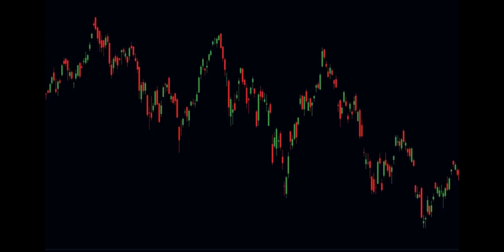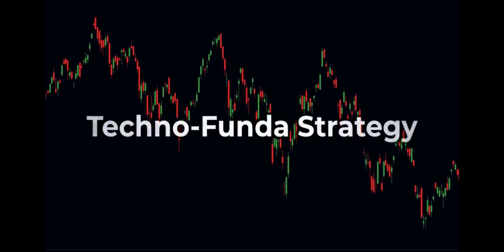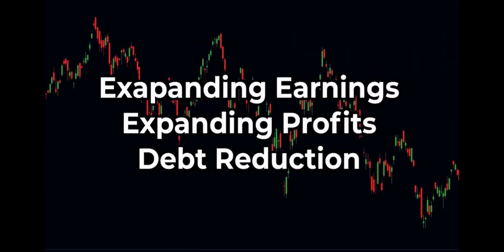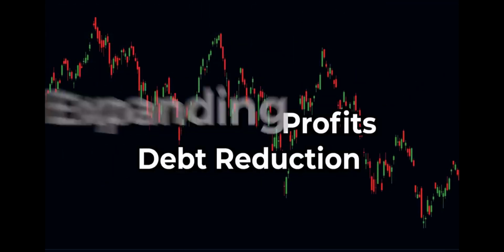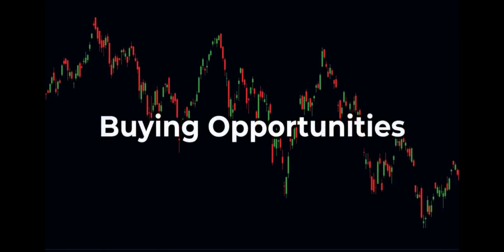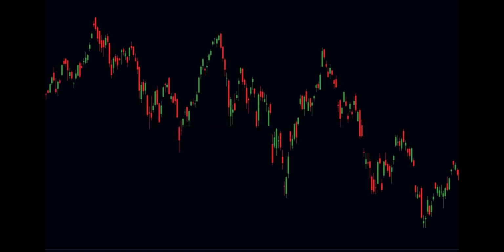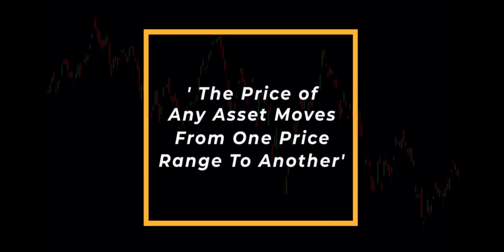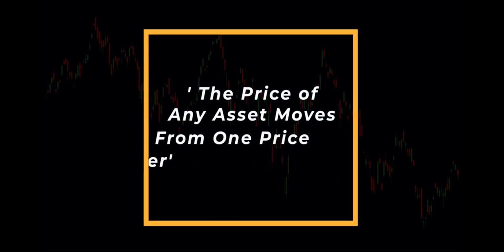Before getting into the details of the strategy, I must admit that the strategy is a techno-funda strategy. This means that the strategy involves technical analysis as well as fundamental analysis. For the fundamental part, we are looking at companies with expanding earnings, expanding profits, debt reduction, etc. These companies are good overall, and we will be looking for buying opportunities in them. Once we have created a list of these stocks, we want to look at each of them and filter out opportunities. The Darvas Box method states that the price of any asset moves from one price range to another.